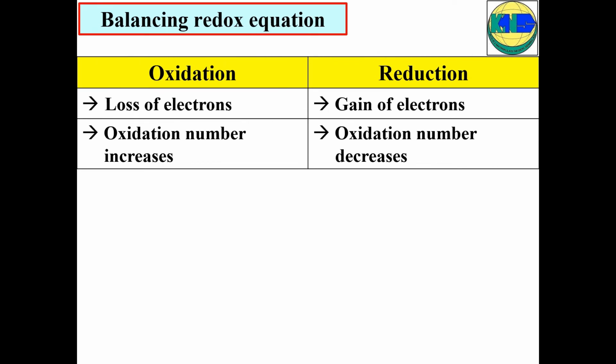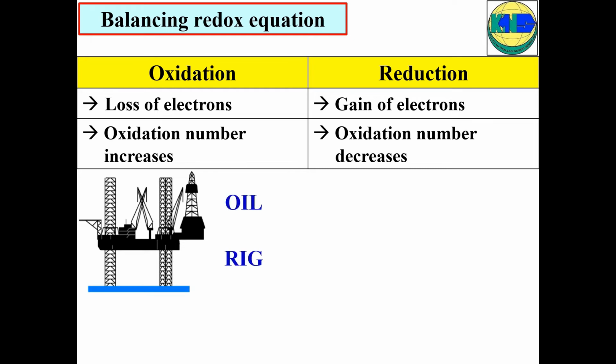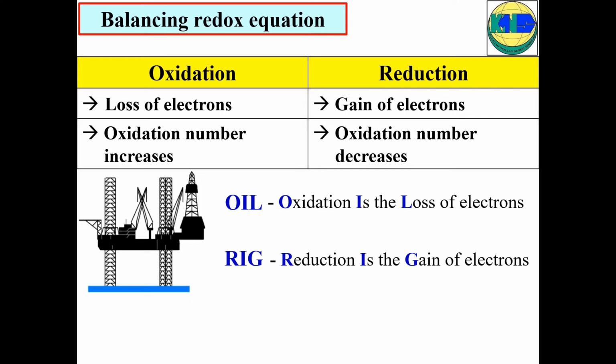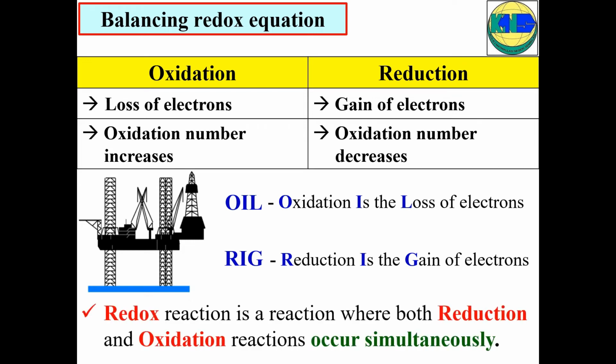Balancing redox equations. Oxidation is the loss of electrons, and the oxidation number increases. Reduction is the gain of electrons, and the oxidation number decreases. You can use the abbreviation OIL. OIL stands for oxidation is loss of electrons, and reduction is gain of electrons. A redox reaction is a reaction where both reduction and oxidation reactions occur simultaneously.